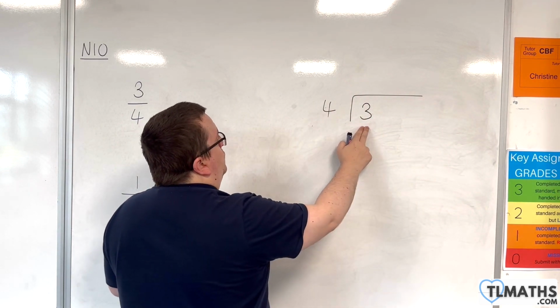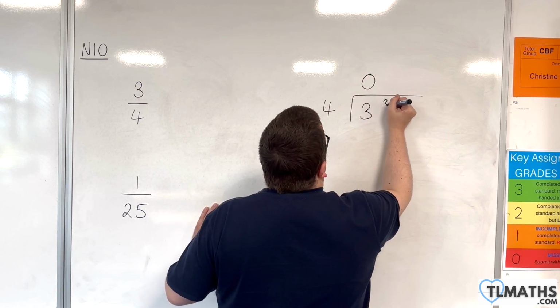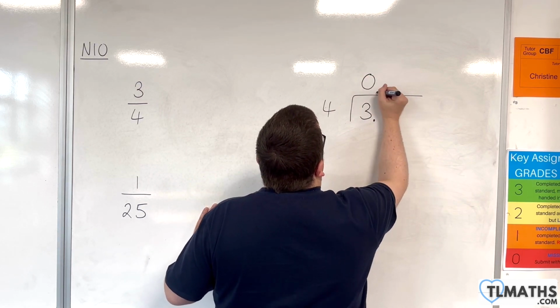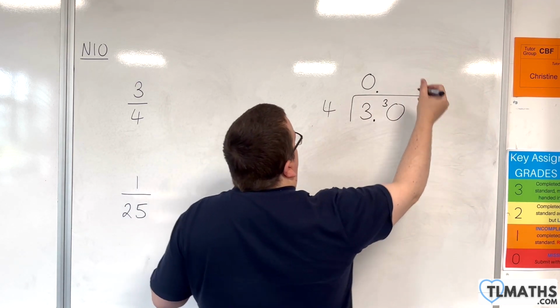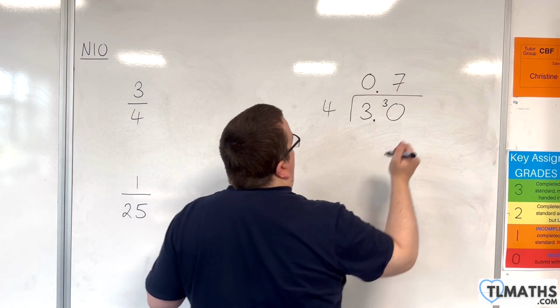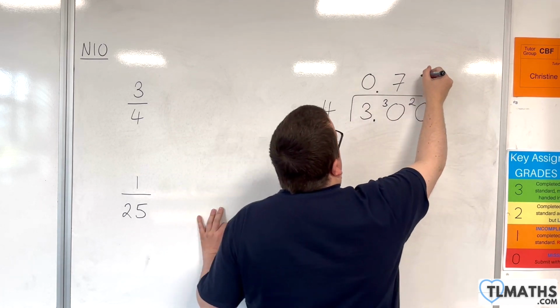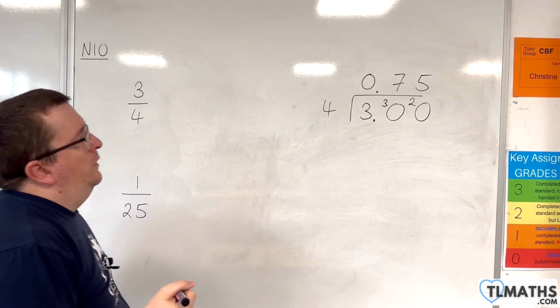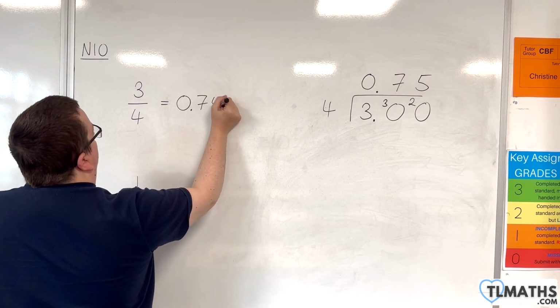So 4's into 3 go 0 with remainder 3. So we're going to have to bring in a decimal point and 0. 4's into 30 go 7. 7 4's are 28. So there's 2 remainder, bring in a 0. 4's into 20 go 5. So 0.75 as we expected.